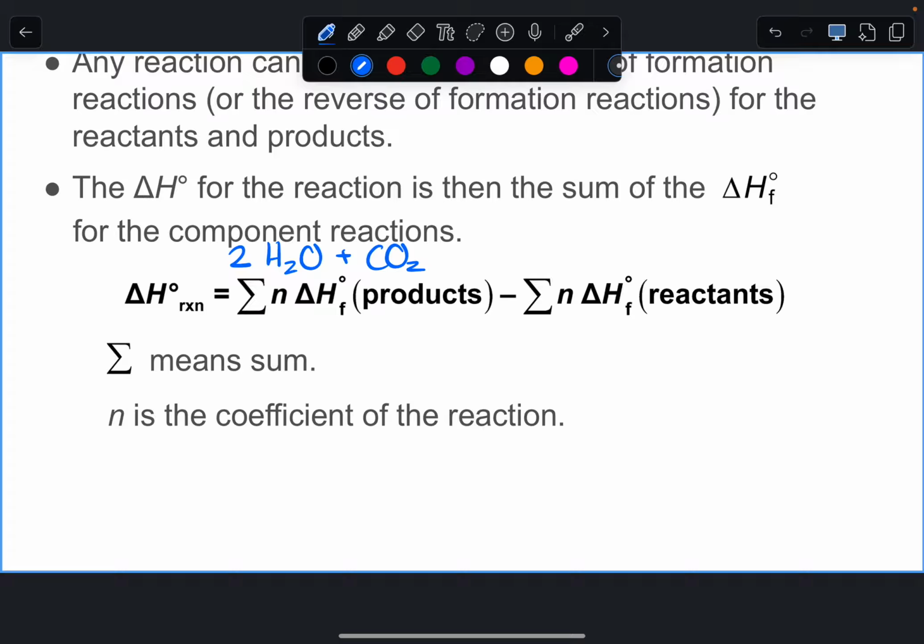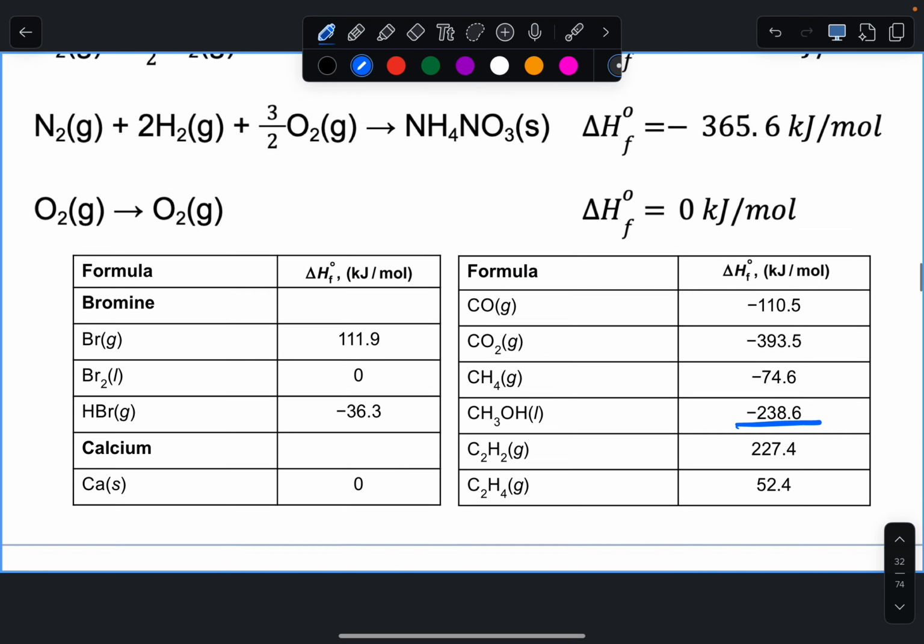Those delta H's of formation. And then you're going to subtract the one for CH4 times its coefficient, but it was just 1. And then you'll notice we didn't include the oxygen there. I can put in the delta H of formation of oxygen, but guess what?